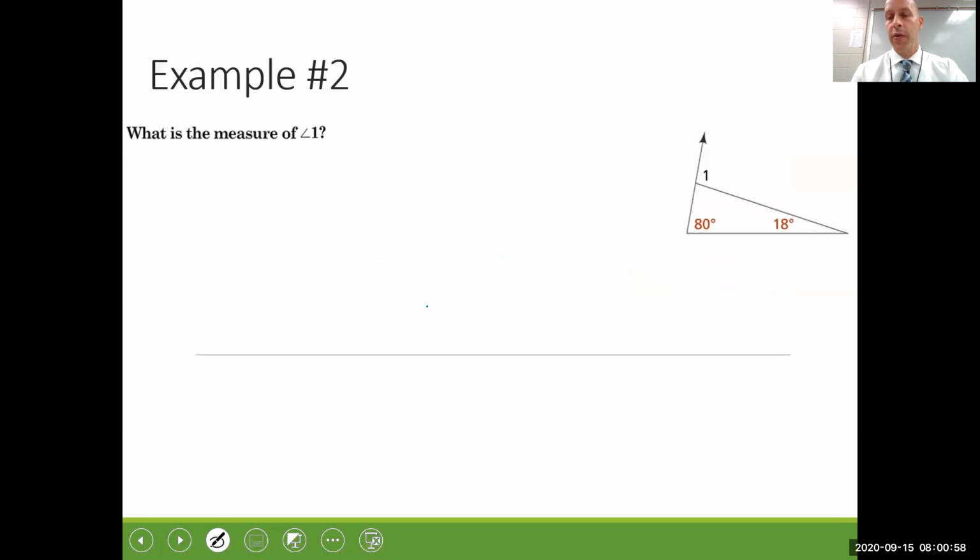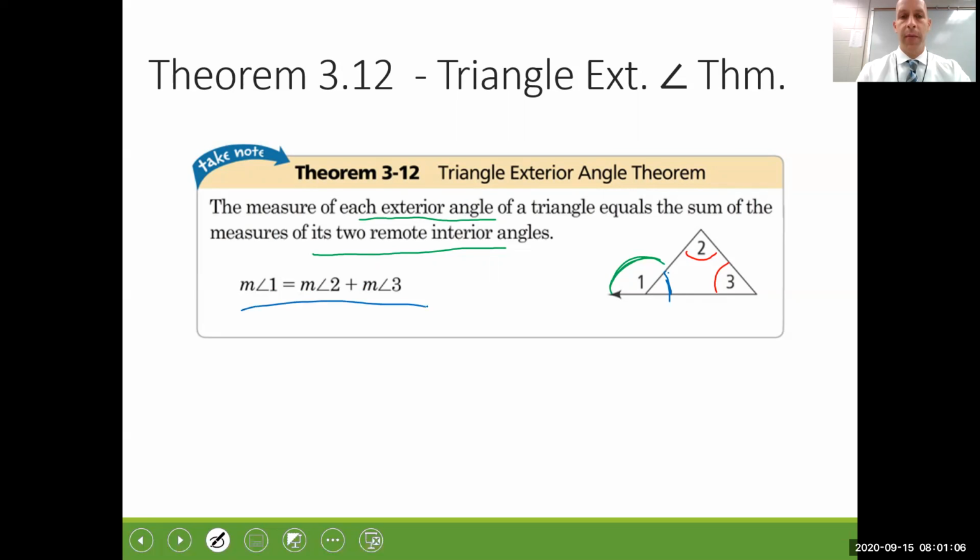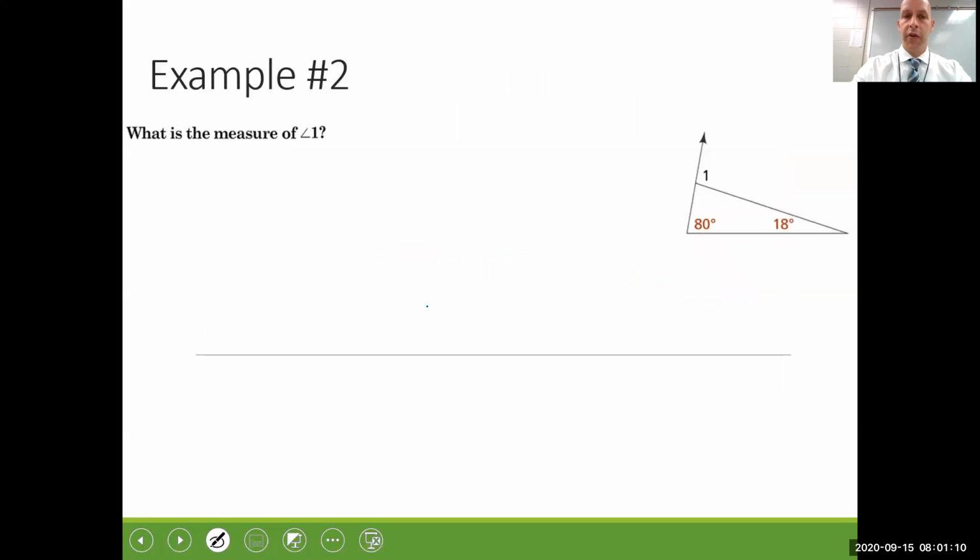So here's an example. We could work this out several ways. I'm just going to use the theorem that we have. And the theorem on the previous slide tells us that the measure of angle 1 is equal to the measure of angle 2 plus the measure of angle 3. So angle 1 right here, this is that exterior angle, right? That's the exterior angle. And then what do we call these two guys in here? We call these two remote interior angles.